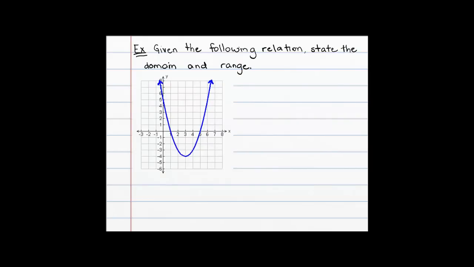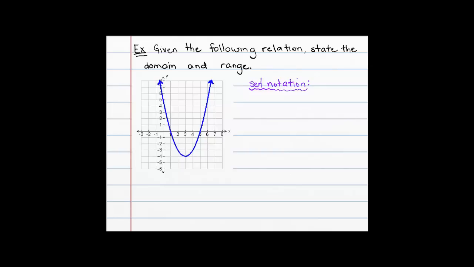So the next example we're going to look at is the graph of a relation. This is a parabola similar to what you've seen in grade 10, and we're going to state the domain and the range. There's two ways for us to list domain and range when we talk about a set of numbers.